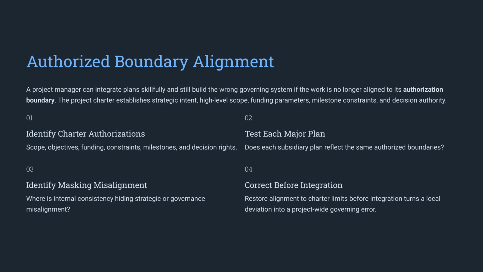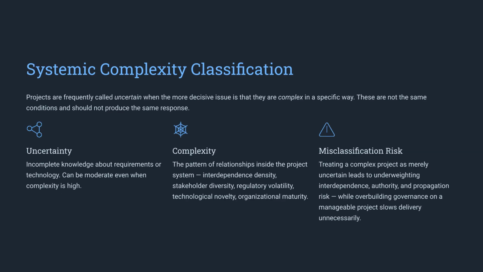Always maintain alignment with the project's authorized boundary. Ensure that every subsidiary plan respects the charter's scope, constraints, and decision rights to prevent local deviations from becoming systemic errors. Do not confuse uncertainty with complexity. Uncertainty relates to knowledge gaps, whereas complexity involves interdependence and stakeholder dynamics. Misclassifying these risks can lead to inappropriate management responses.